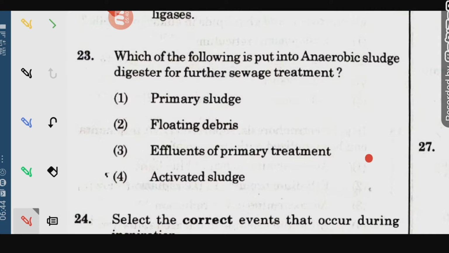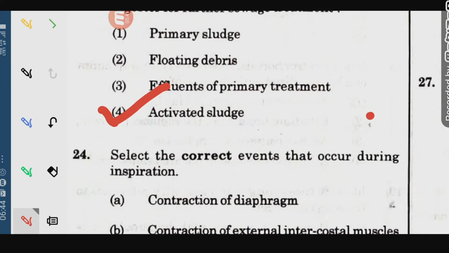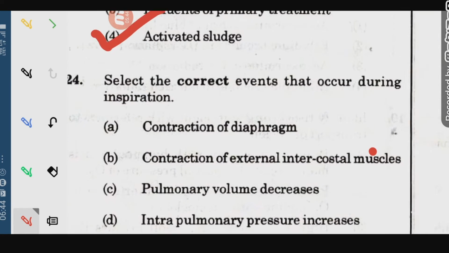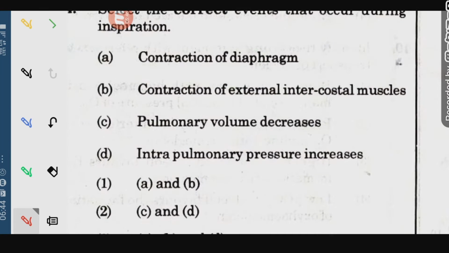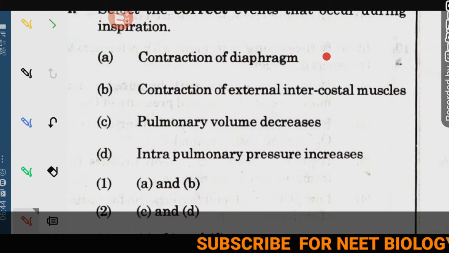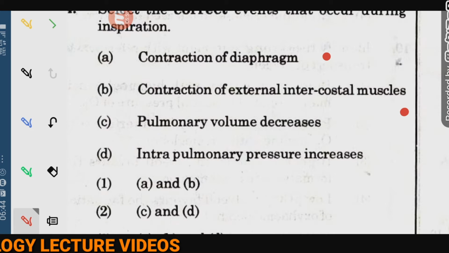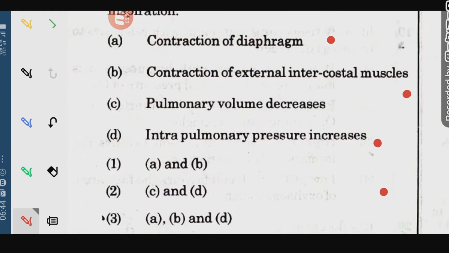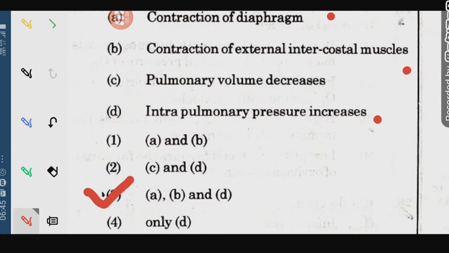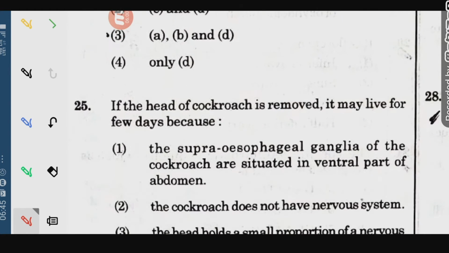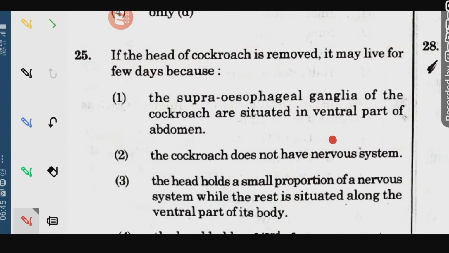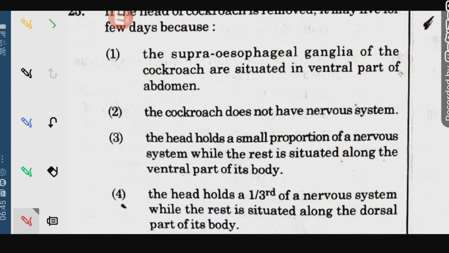Select the correct events that occur during inspiration. First of all, contraction of diaphragm occurs. Next, contraction of intercostal muscles. Next, intrapulmonary pressure decreases. So A, B, and D, this option. If the head is removed, it can live for a few days because the head only contains a small portion of the nervous system, while the rest is situated along the ventral part of the body. This one would be the correct answer.